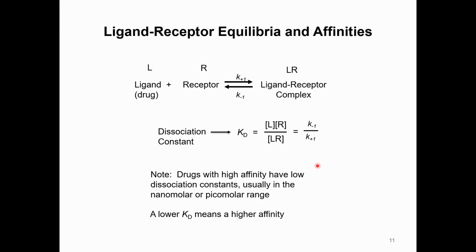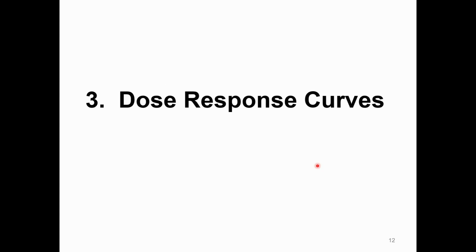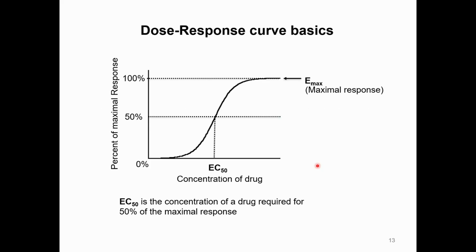So drugs with high affinity have low dissociation constants, oftentimes in the nanomolar range, sometimes picomolar. And once again, the lower D means higher affinity. So that's basically review. Let's get into this in a little more detail. So here is some other stuff.